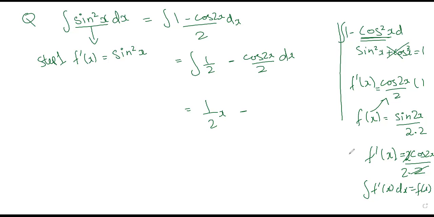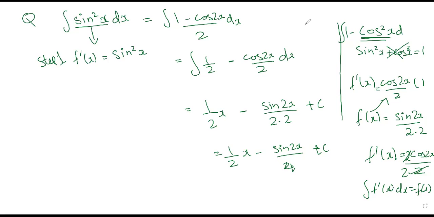Yes. So you need to do the guesswork here. Okay, so this would be minus sine 2x by 2 into 2 plus c. So this would be 1 by 2x minus sine 2x divided by 4 plus c. You need to understand this nicely, because I want you to do the cos square x one, right?